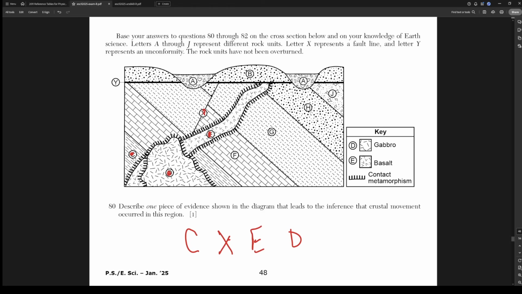Oh, so C has to be the first thing because it's not faulted. At least that we could... Oh, wait, it is. Yeah, look, it is because C is also here. So C had to be there first. Then the fault happened, and then E, and then D. This is the right answer.